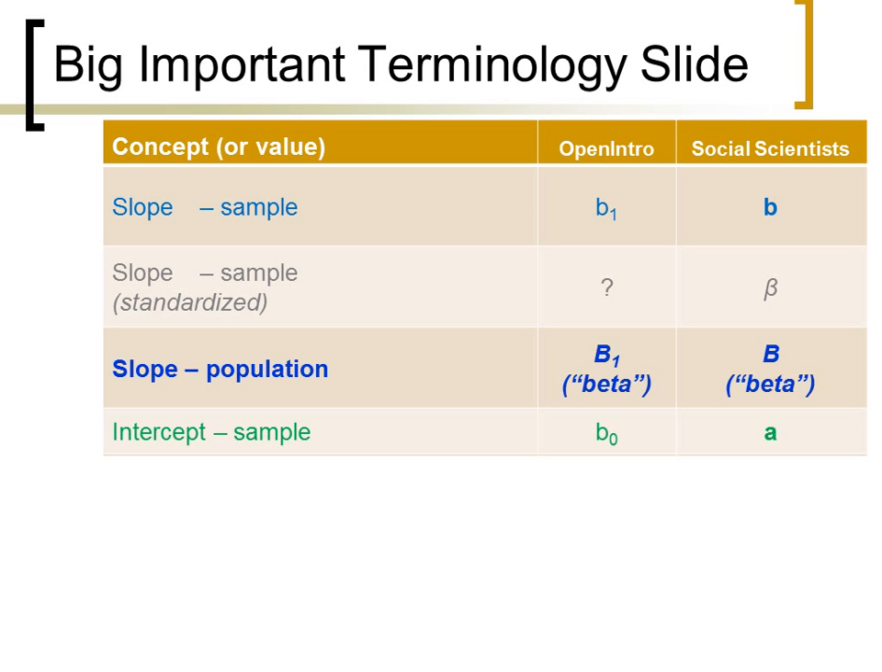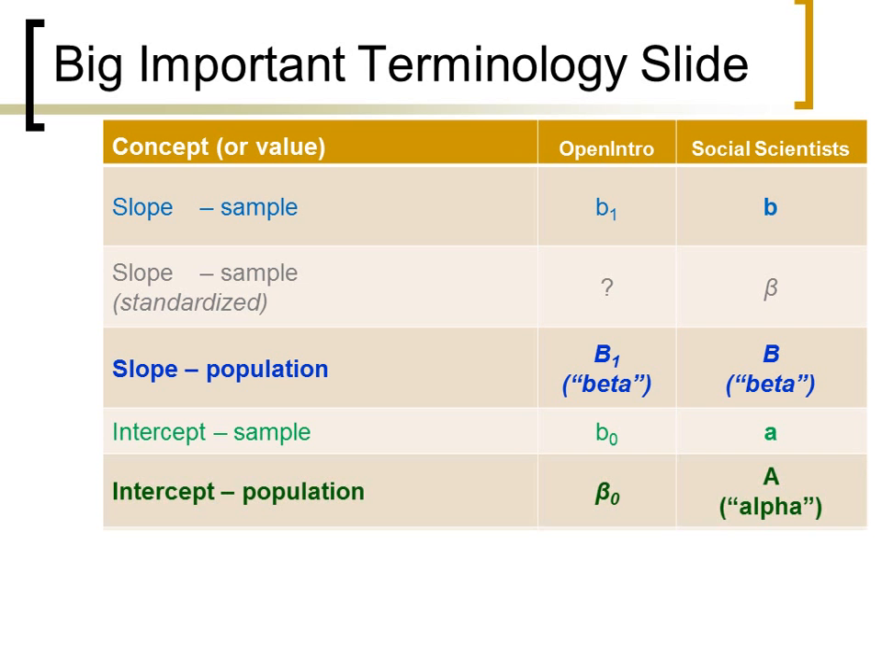The intercept in the sample, Open Intro calls that b sub 0. We call it a. So it's a and b, and Open Intro is b0 and b1. In the population, they call it beta 0. We usually call that alpha, capital alpha, for the intercept in the population. The correlation, I think it's supposed to be a lowercase beta up here, but every time you turn your back, Microsoft capitalizes everything for you.